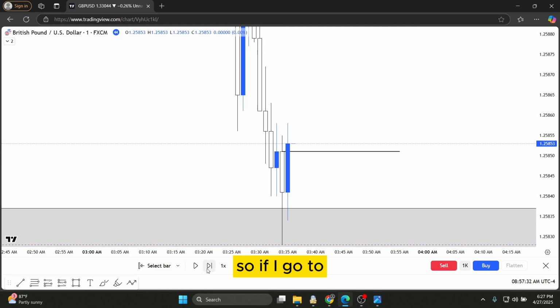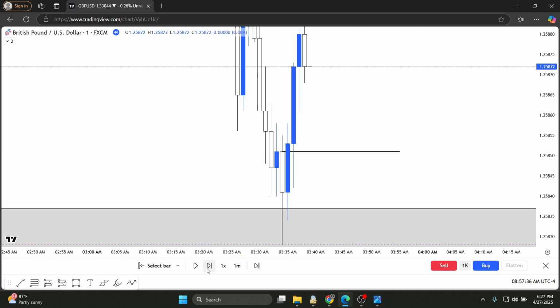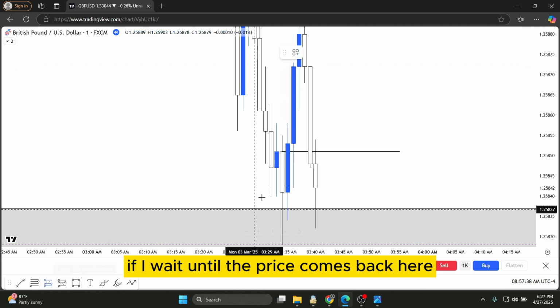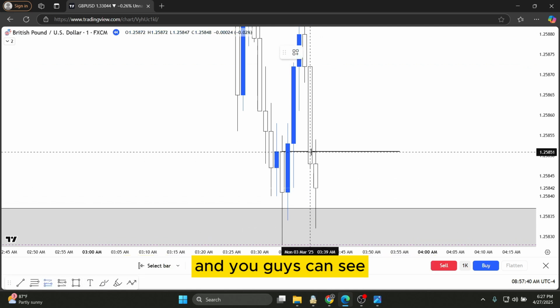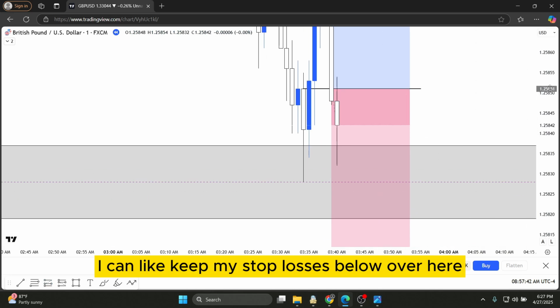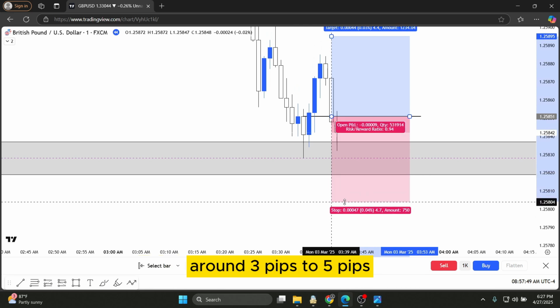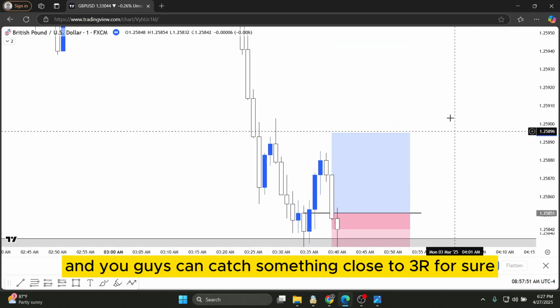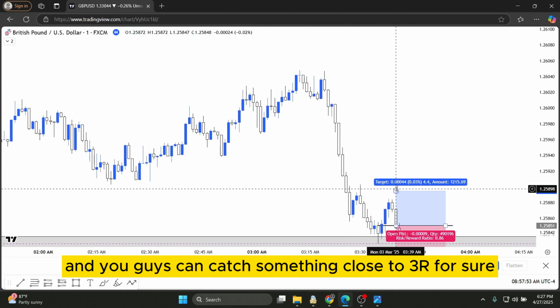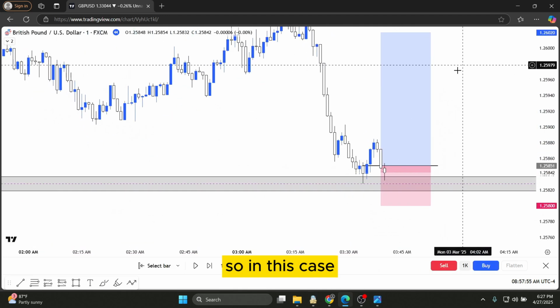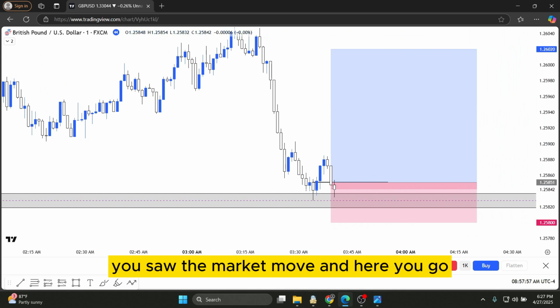So if I wait until the price comes back here, you guys can see I can keep my stop loss below over here. I recommend keeping something around 3 pips to 5 pips, and you guys can catch something close to 3R for sure. So in this case, you saw the market move, and here you go.